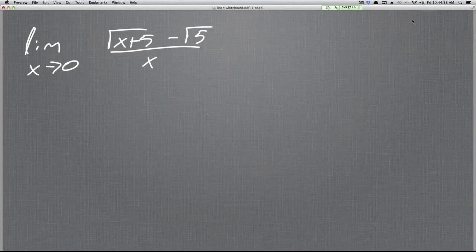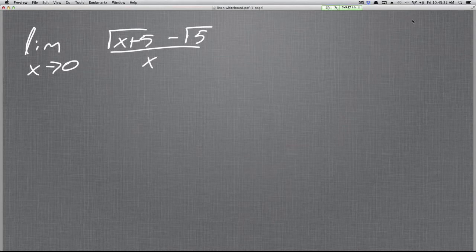My next problem, I have the limit as x approaches 0 of the square root of x plus 5 minus the square root of 5, over x. Again, the first thing we should be doing is plugging in 0. When I plug in 0, that gives me 0 over 0. So, Garrett, what should my approach be here?